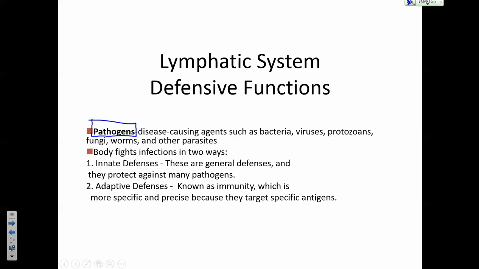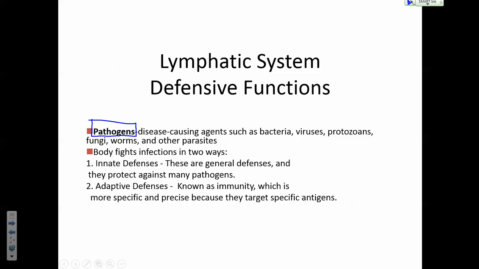One is more of a general defense, meaning like your skin. Your skin is fighting a whole lot of things at the same time. It's fighting bacteria. It helps prevent bacteria from entering because it's so thick. It's not specific to a particular bacterium or virus. It's just everything. That would be a general type of defense.